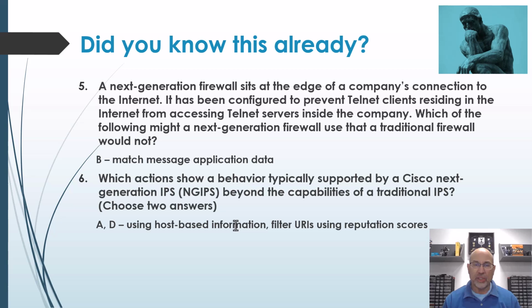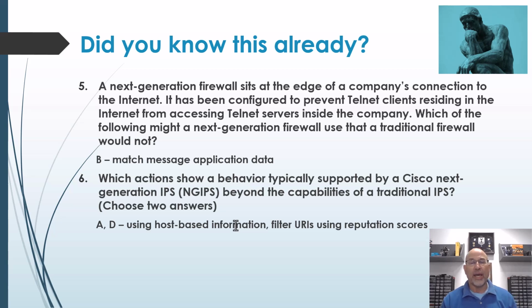Question number 5, a next generation firewall sits at the edge of the company's connection to the internet. It has been configured to prevent telnet clients residing in the internet from accessing telnet servers inside the company. A wise choice. Which of the following might a next-generation firewall use that a traditional firewall would not? And that was B, match message application data. So, right, that is the ability to look inside and see what's happening inside the packets and what actual commands or messaging might be there.